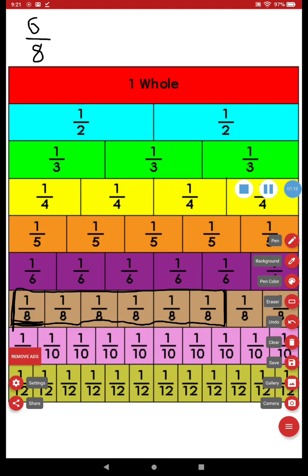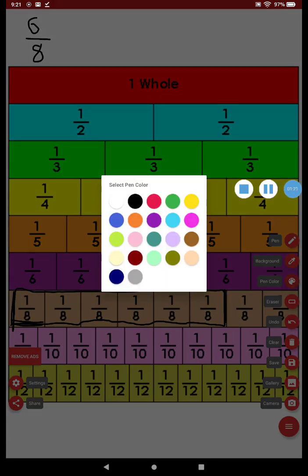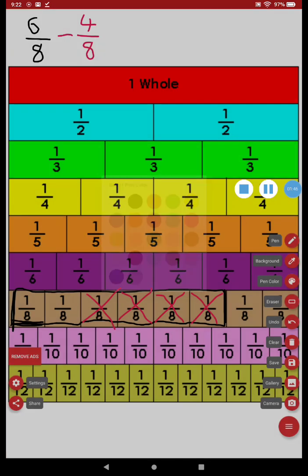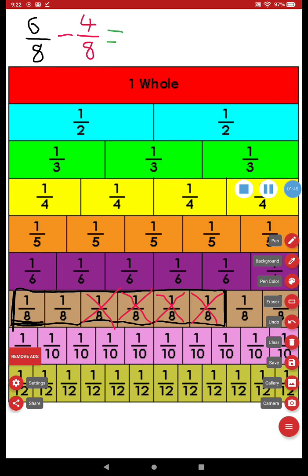Okay, now we're going to be subtracting 4/8. So let's say 6/8, subtract 4/8. Just like what we did yesterday, let's go ahead and cross off 4 of those 8s. 1, 2, 3, 4. How many am I left with? Very good, I'm left with 2/8. So 6/8 subtract 4/8 equals 2/8.